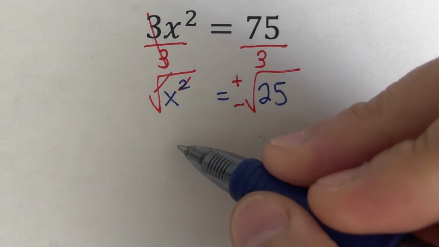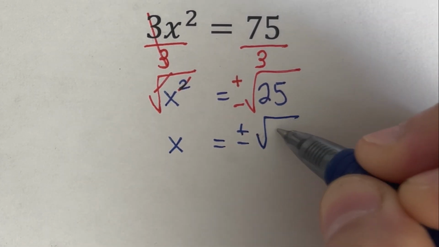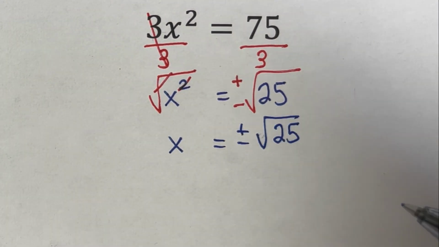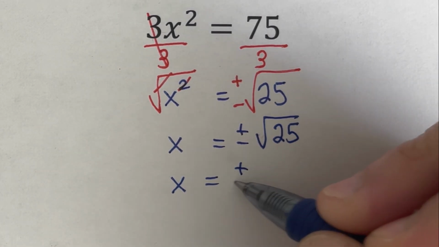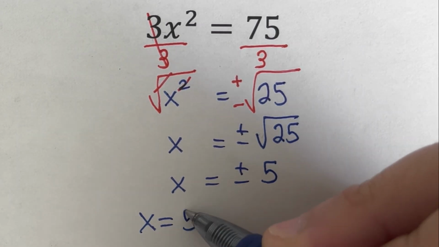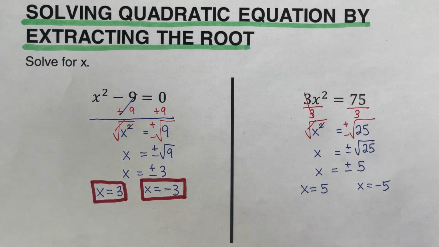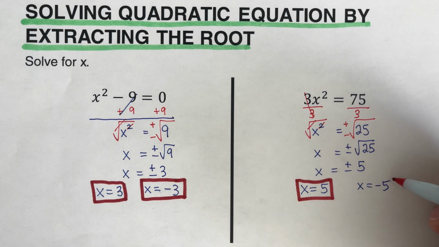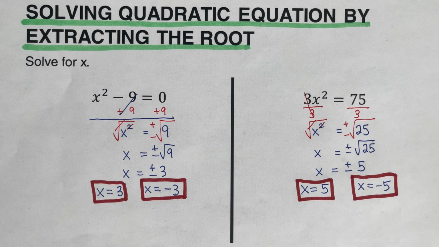So then we can go ahead and say that our x is actually plus minus square root of 25. And then the square root of 25 is 5. So then we can have x is equal to plus minus 5. So then the two x's are x is equal to 5, and then the other x is negative 5. Did you get the same answers as this? Good. Perfect. Now let's move on to the next example right here.